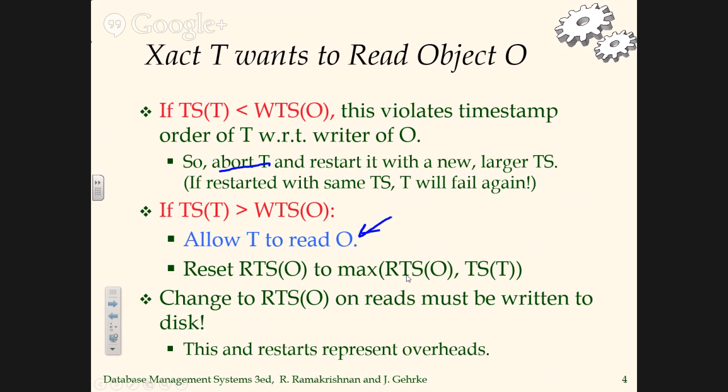And there's an additional thing that this has to be written to disk for recovery, and the restarts that we had here are some overheads of this. So as with locking, there are some overheads. You cannot get concurrency control without any overheads. But it's a fairly simple test. So each object has two values, the read timestamp and the write timestamp, and based on that, we can make a decision whether to abort or to allow the write, or to allow the read in this case.